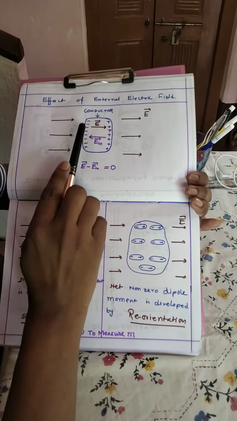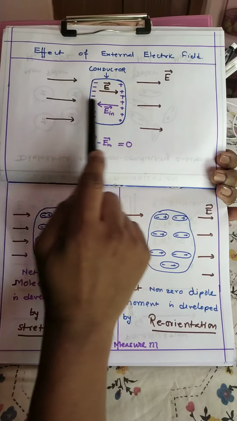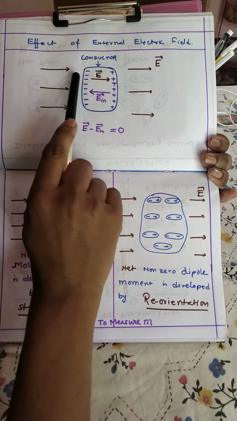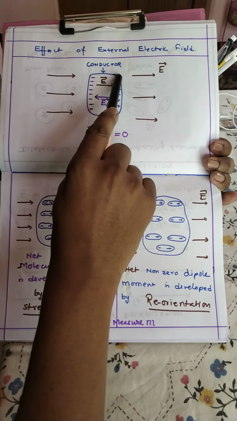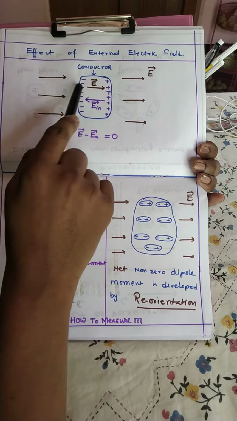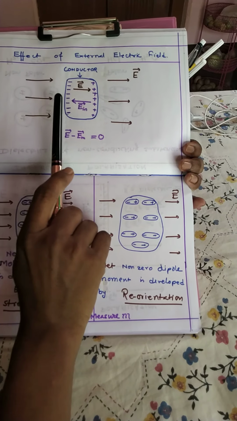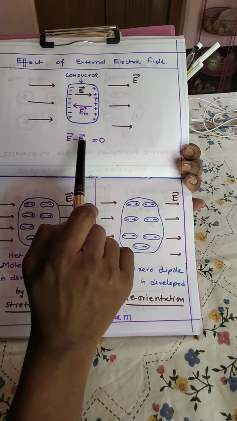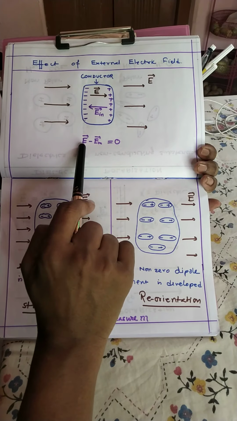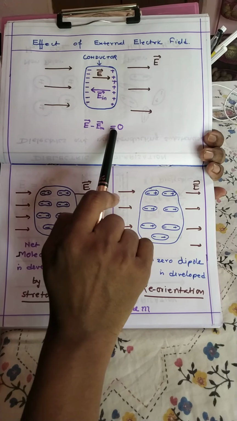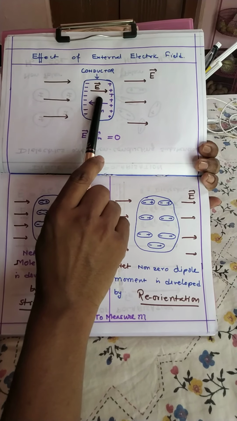But in case of an insulator, that is a little different. So this is the electric field, and a conductor is placed. What happens? Induction will take place. Negative charges will gather here, positive charges will gather in this direction. That is, positive charges will move in the direction of the electric field. And this process continues till the electric field due to the induced charge and the external electric field cancel each other. The net electric field inside the conductor will become zero.